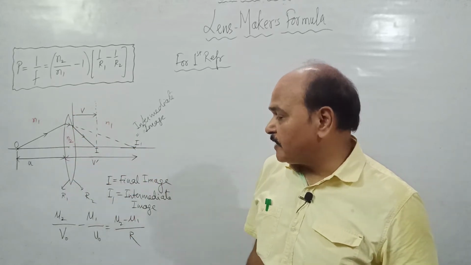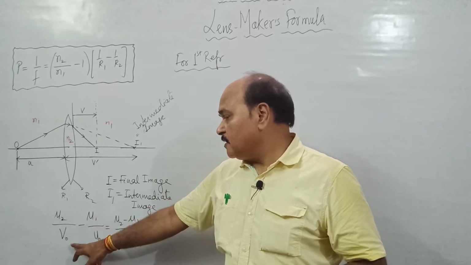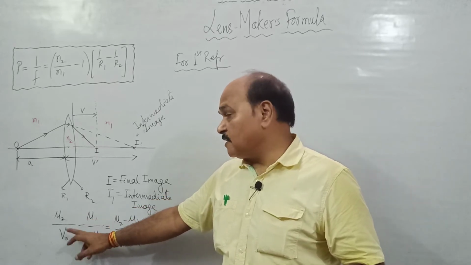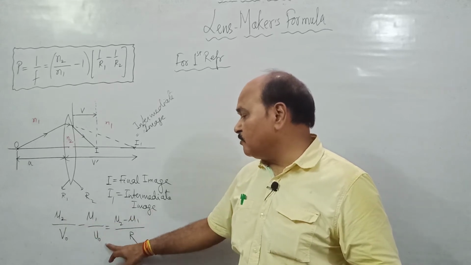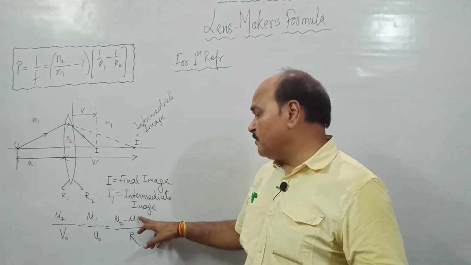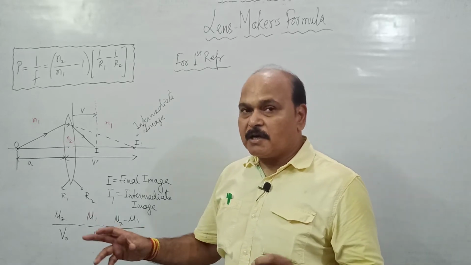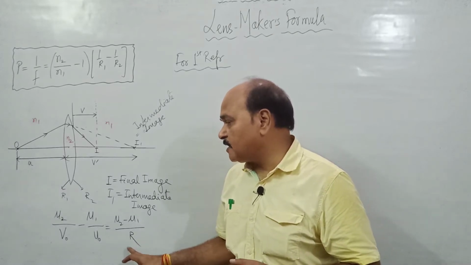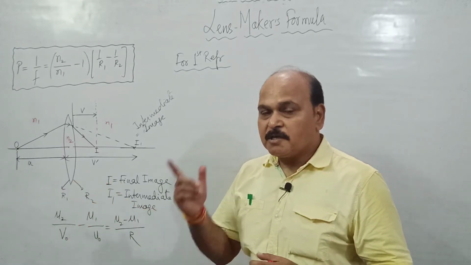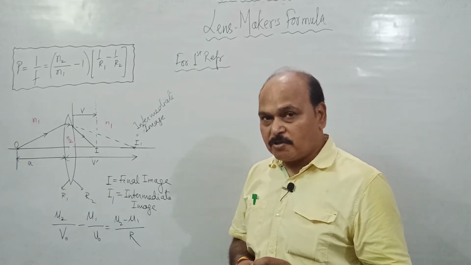And the formula of refraction is what? mu2 upon v0 minus mu1 upon u0 is equal to mu2 minus mu1 upon r. Here v0 and u0 are the image distance and object distance, r is the radius of curvature, and mu1 and mu2 are the refractive indices of medium number 1 and medium number 2.